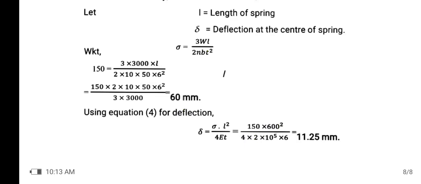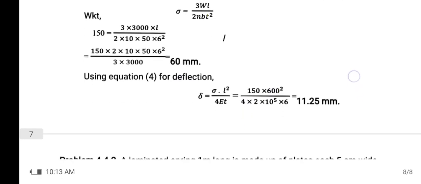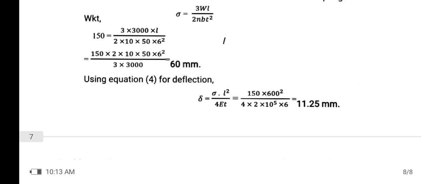Then next, find out the deflection of the spring. So delta is equal to sigma L square divided by 4Et. The sigma value is 150, into 600 the whole square, divided by 4 into Young's modulus of steel 2 into 10 power 5, into 6. So the final deflection of the spring answer is 11.25 mm.